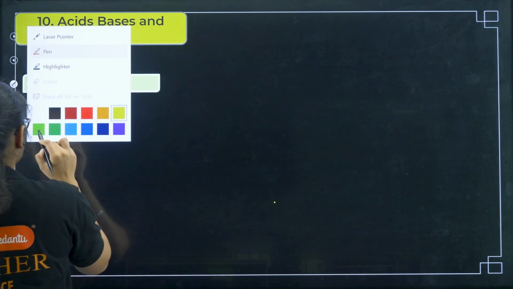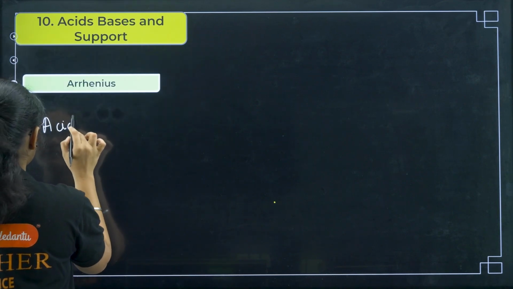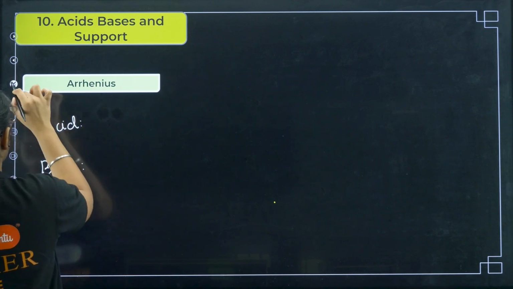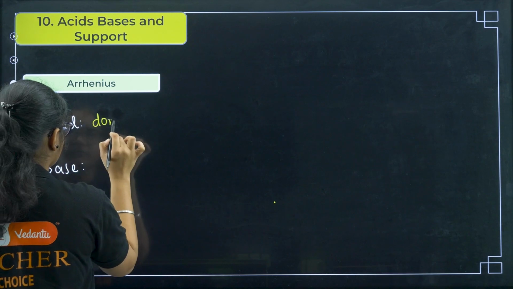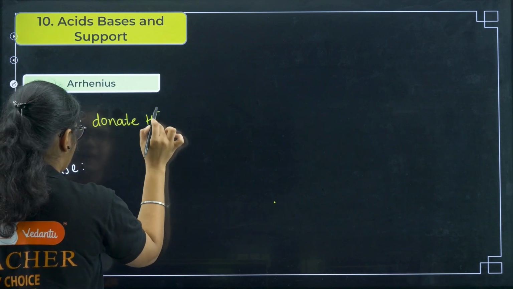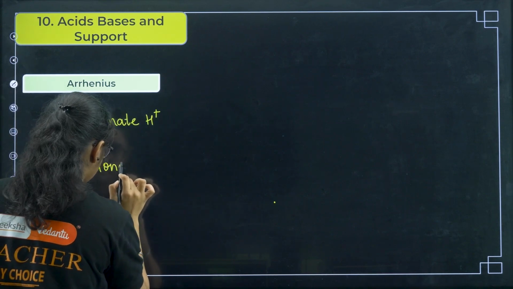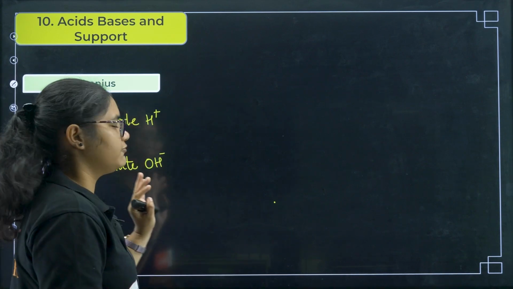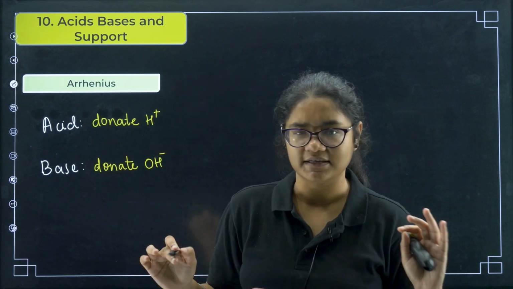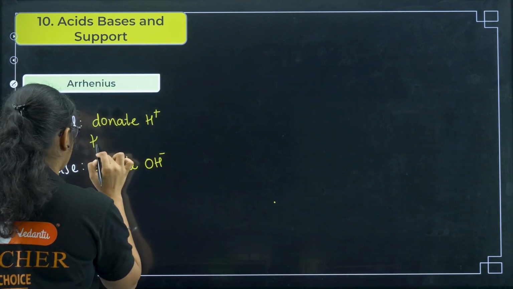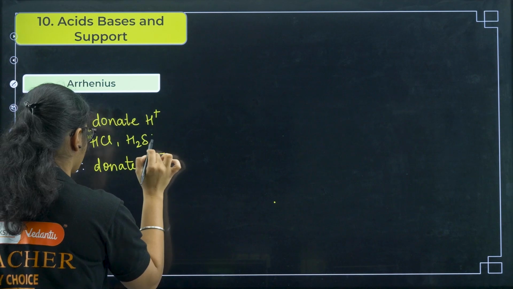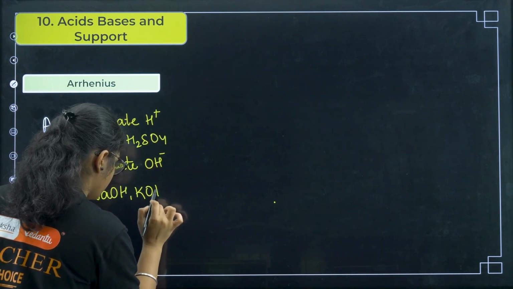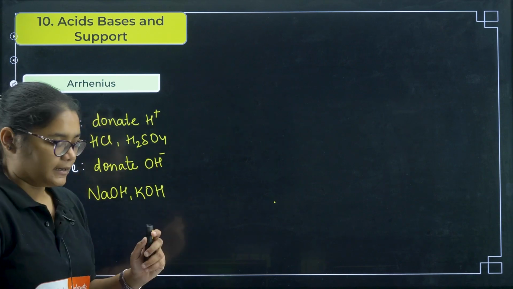According to Arrhenius, what was an acid? An acid is something which can donate H plus, and a base is something which can donate OH minus. This was a very simple definition of Arrhenius acids and bases. Examples, you might know many things like HCl, H2SO4, and here you have NaOH, KOH. Clear?